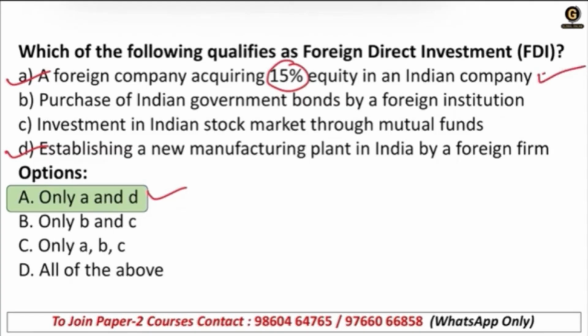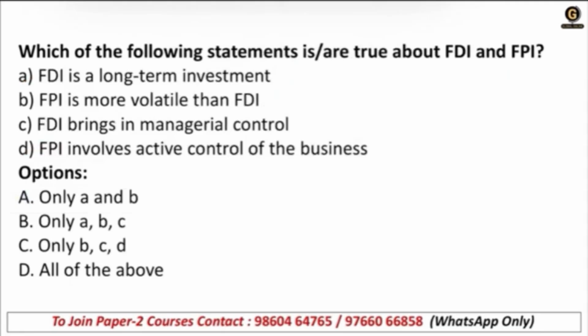Correct? Next, which of the following statements is or are true about FPI and FDI? A, FDI is a long-term investment. B, FPI is more volatile than FDI. C, FDI brings in managerial control. D, FPI involves active control of business. Options are AB, ABC, BCD, or all of the above. So the right answer is option B, that is ABC. A, B, and C.